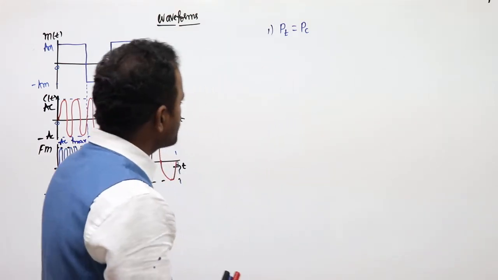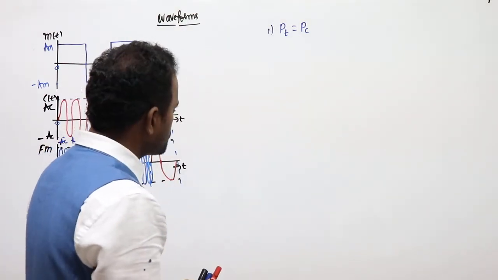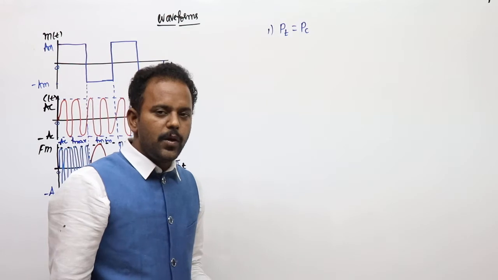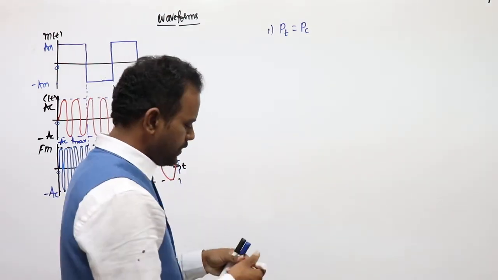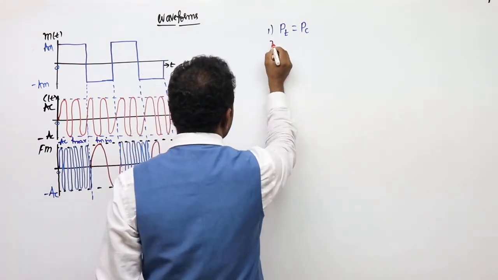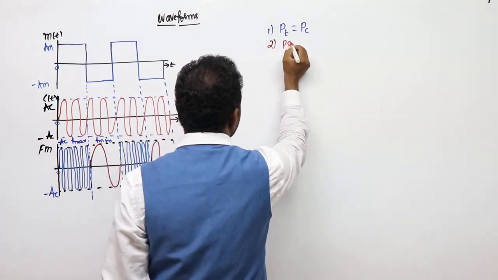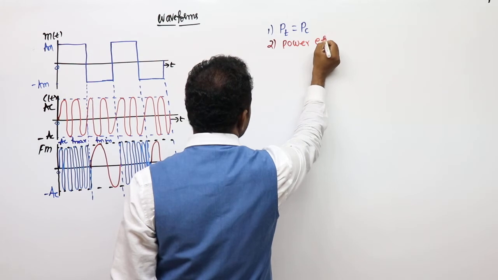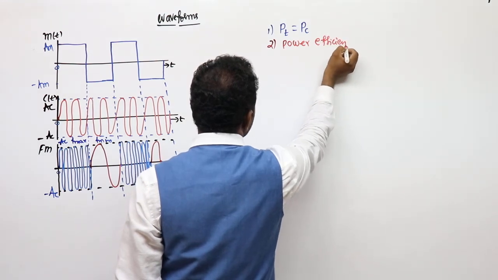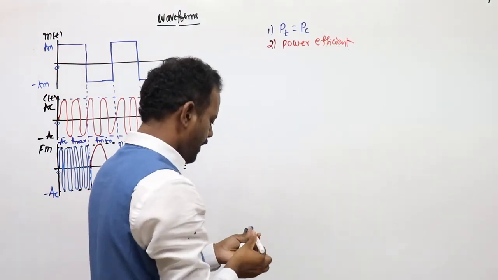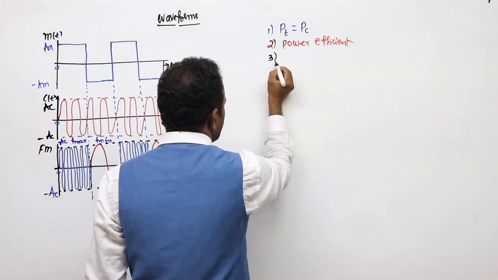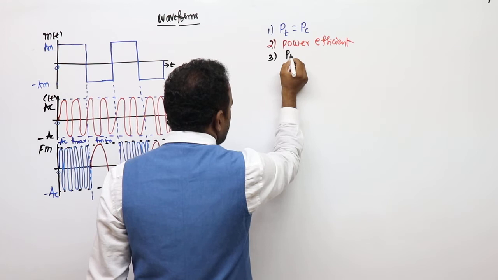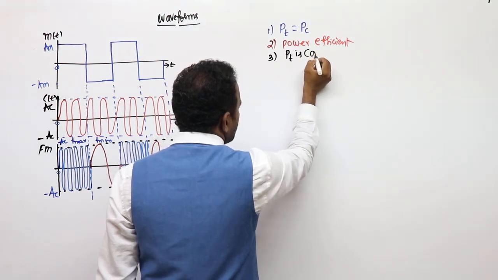Now get some points here. The first point I already told: PT equal to PC, power efficient technique. The third point, students, follow. In FM, PT is constant.